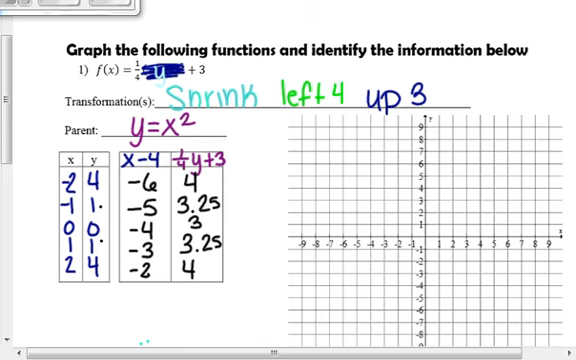So now we can plot these points. So we get negative 6 up 4, negative 5 up 3.25, negative 4 up 3, negative 3 up 3.25, and negative 2 up 4. So this is a very wide quadratic function. And it'll look something like that.